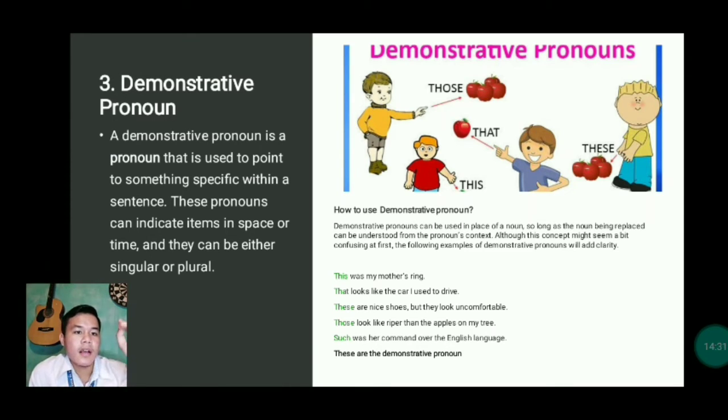This was my mother's wing. That looks like a car, the car I used to drive. Third one is, these are nice shoes, but they look uncomfortable. Those look like riper apples than the ones on my tree. Such was her command over the English language. So these are demonstrative pronouns.